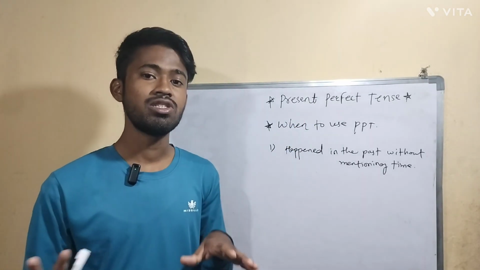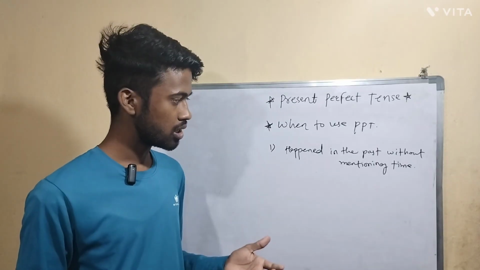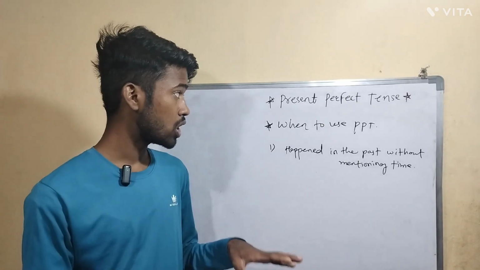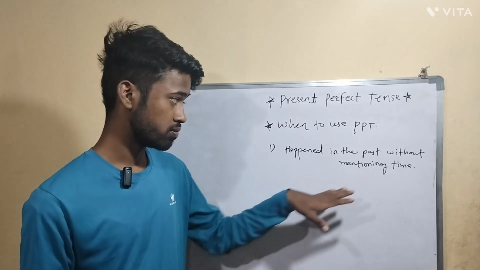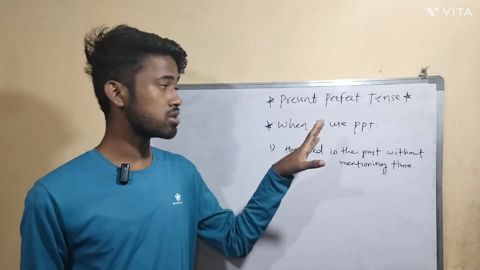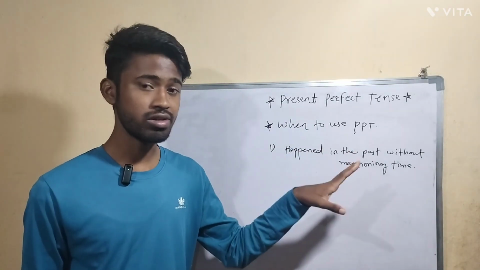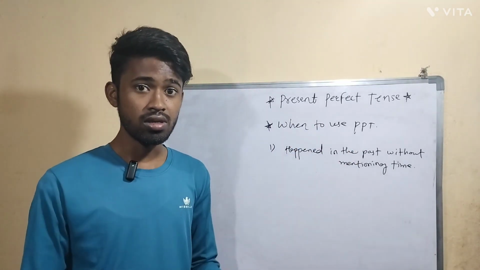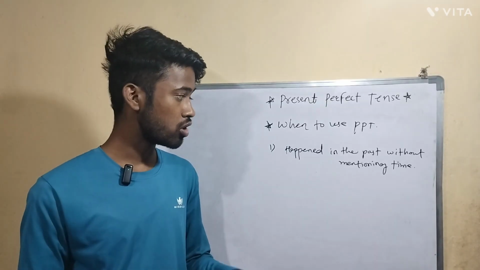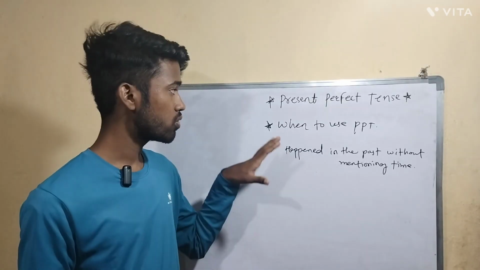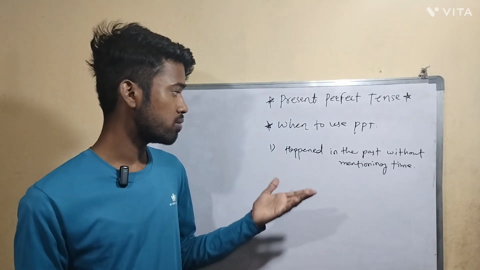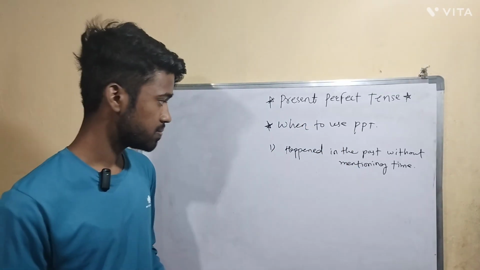So here we are not mentioning the time. If you are mentioning time, you have to use the past tense. But when you are not mentioning the time, at that time you have to use present perfect tense. Okay, this is the first use of present perfect tense. The action which happened in the past, but you are not mentioning time in that, so you can use present perfect tense. If you are mentioning time, obviously you have to use the past tense.